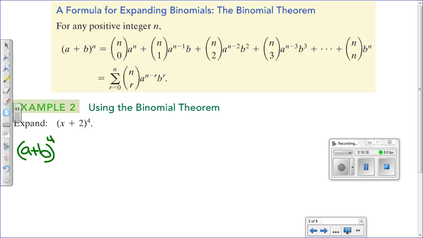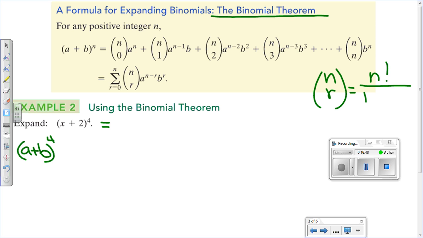So first, oh, and by the way, this is the binomial theorem. So what I showed you before, this is called the binomial coefficient.